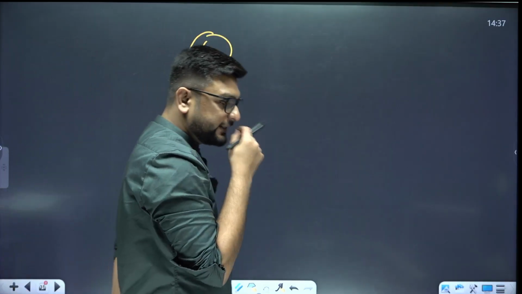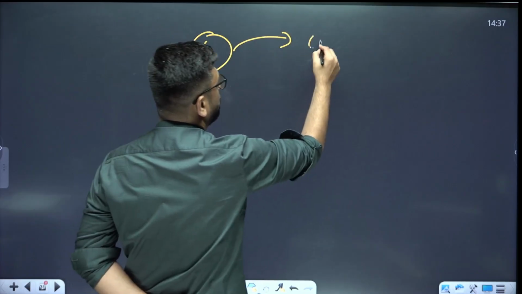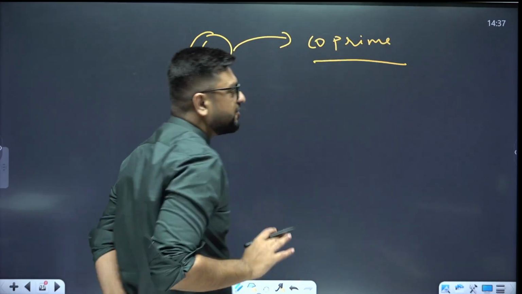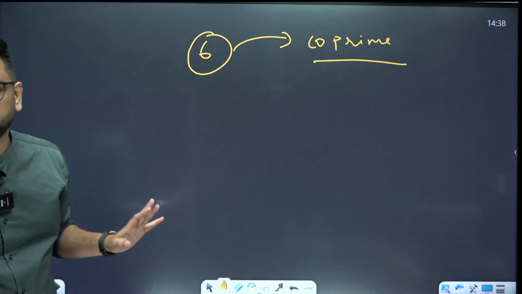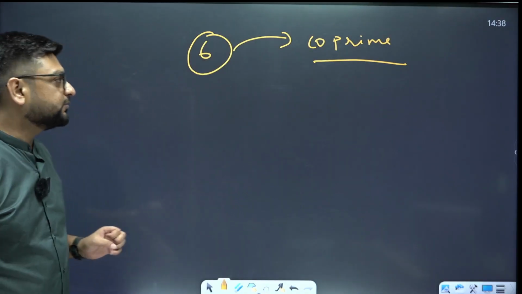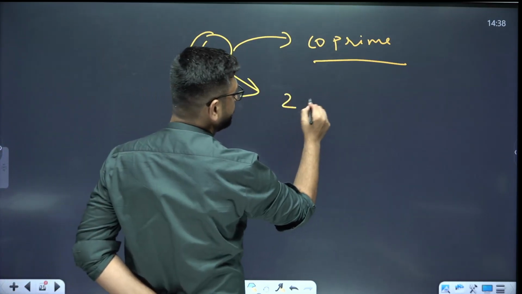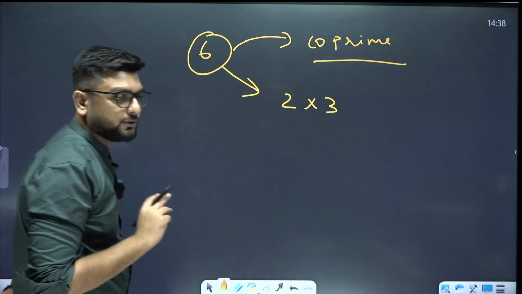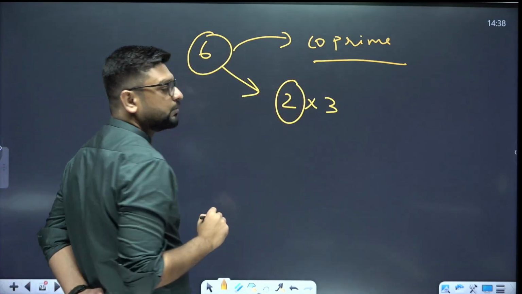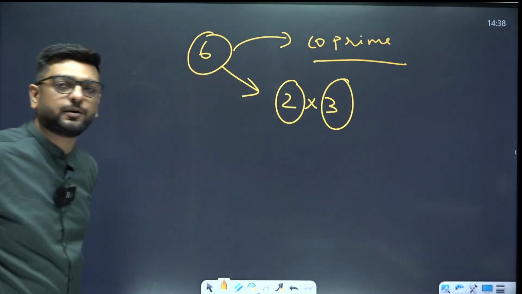Now, in this case, what we will do is, we'll see the co-prime. I hope everyone remembers about the co-prime number, which we have discussed in detail, right? Now, in this case, what we'll do? We'll convert this into 2 into 3. Now, if a number is divisible by 2, and if it is divisible by 3, then only the number is divisible by 6.